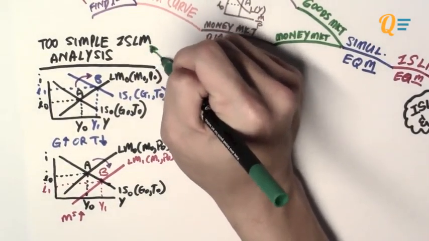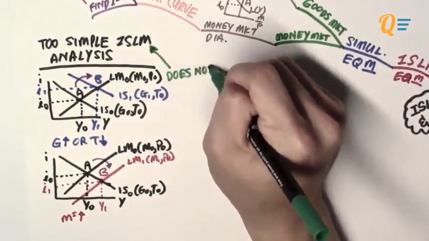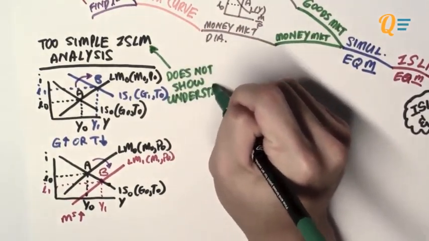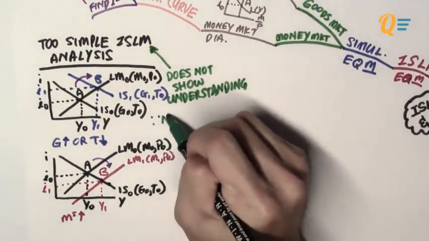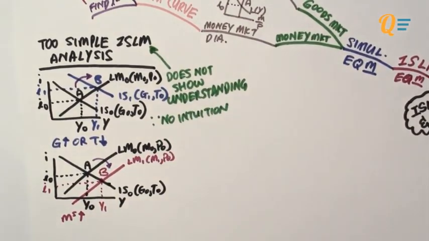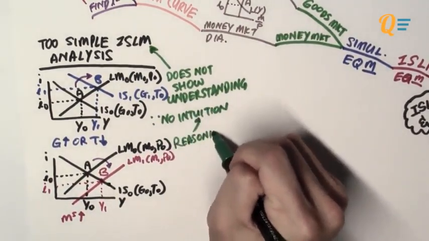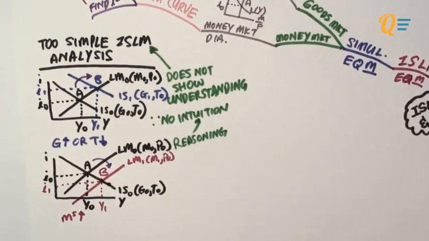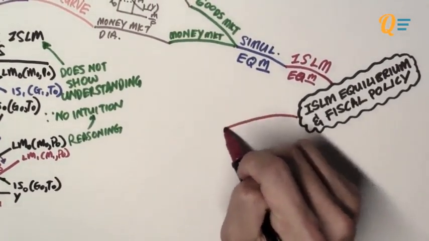Well, this is too simple. This does not show much understanding of the topic. It doesn't show that you understand the mechanics of how the macroeconomy works because there is no intuition. And by intuition here, I'm talking about the reasoning. What is the economic reasoning behind the movement from A to B?